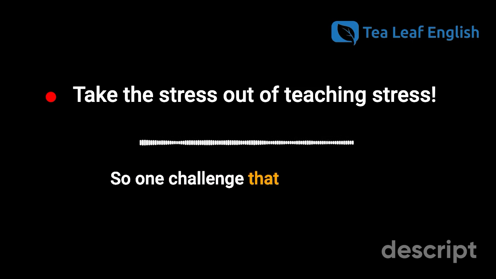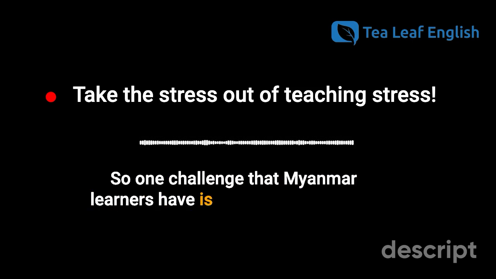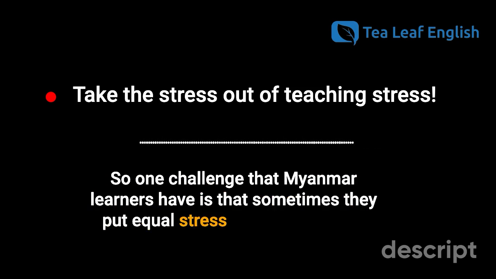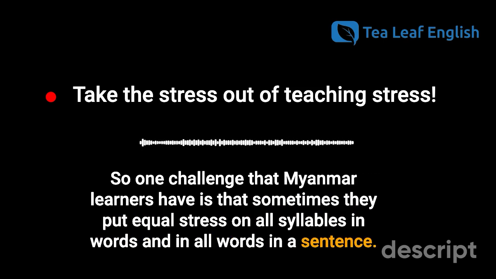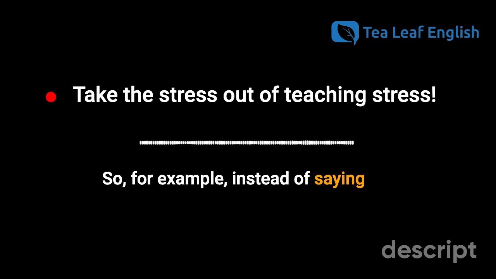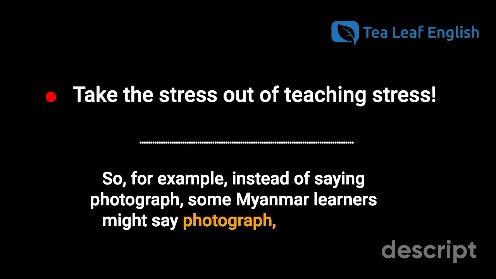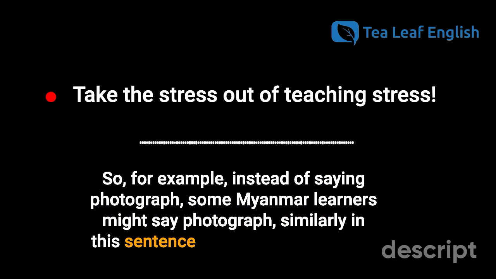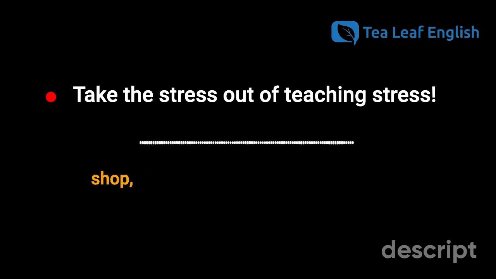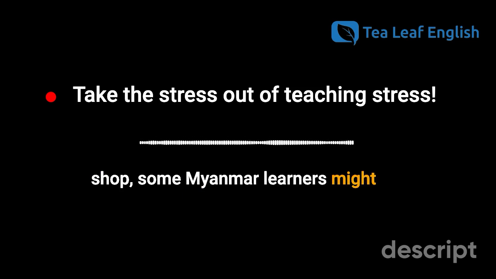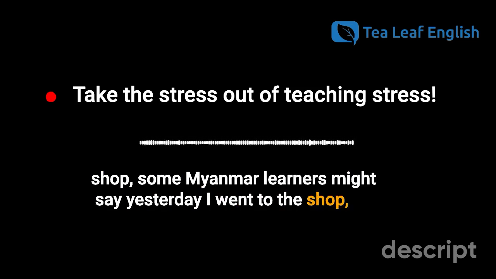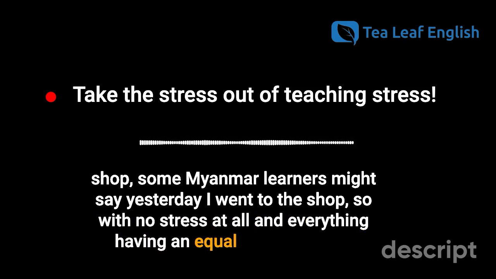So one challenge that Myanmar learners have is that sometimes they put equal stress on all syllables in words and in all words in a sentence. So for example, instead of saying photograph, some Myanmar learners might say photograph. Similarly, in this sentence, yesterday I went to the shop. Some Myanmar learners might say, yesterday I went to the shop, with no stress at all and everything having an equal kind of stress.